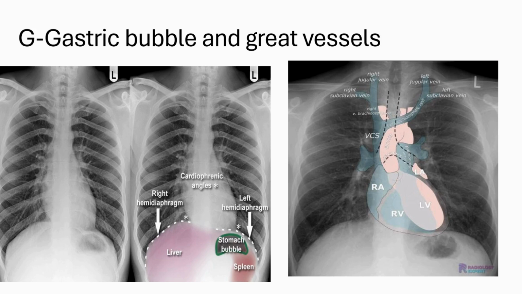Now, gastric bubble and great vessels. Gastric bubble is the area visualized below the left hemidiaphragm, that is the air fluid level within the stomach fundus region. This should be differentiated from the free air under the diaphragm. And great vessels, as I described, are the mediastinal vessels which form the impression over the lung field and its contour. This is the arch of aorta forming the aortic knuckle.